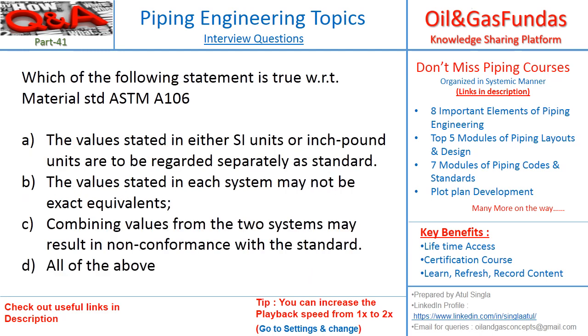Which of the following statements is true with respect to material ASTM A106? The values stated in either SI unit or inch pound units are to be regarded separately as standard. The values stated in each system may not be exact equivalents. Combined values from two systems may result in non-conformance with the standard, or all of the above.